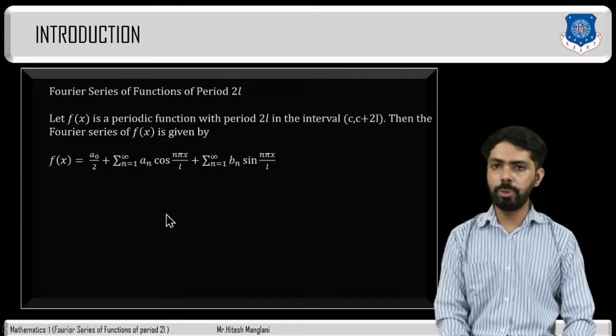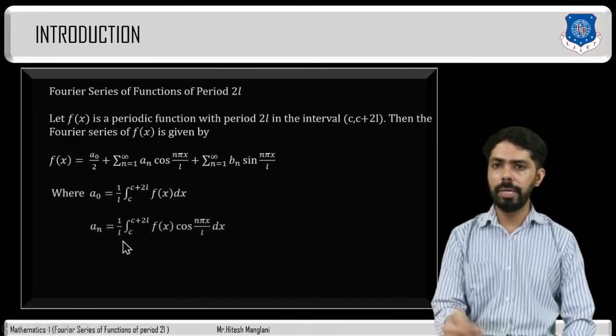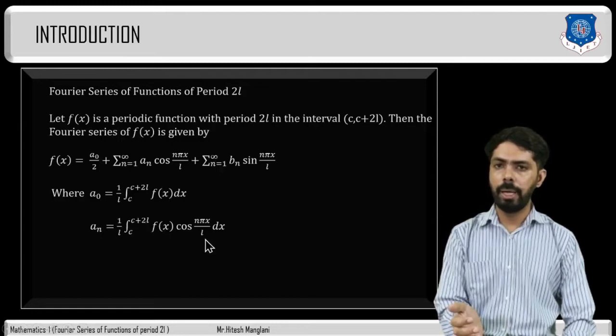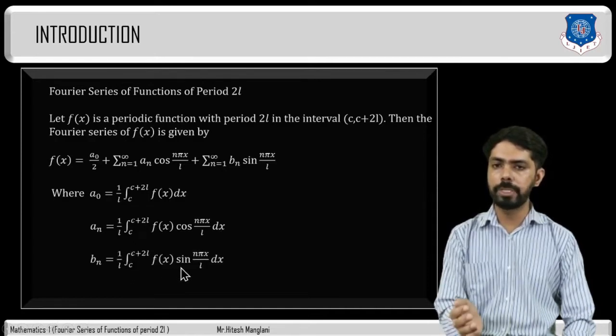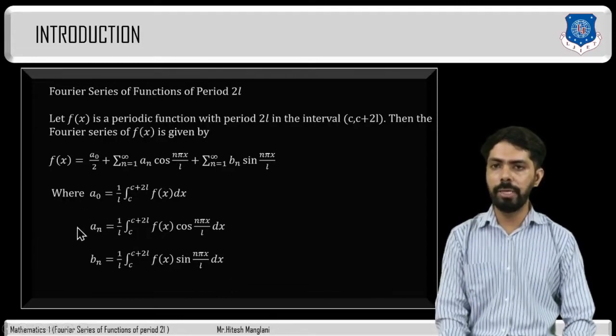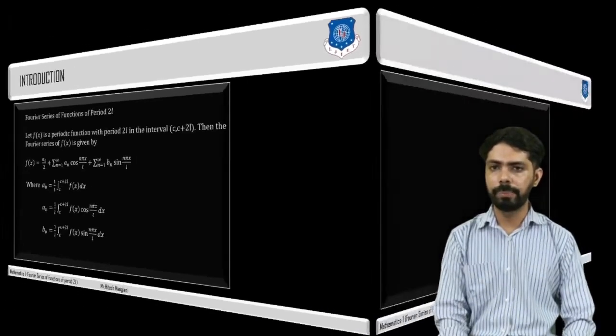Where a0 is given by 1/l times the integration from c to c plus 2l of f(x) dx, and an is 1/l times the integration from c to c plus 2l of f(x) cos(n pi x / l) dx, and bn is 1/l times the integration from c to c plus 2l of f(x) sin(n pi x / l) dx. So this is how we can find the values of a0, an and bn. Now let us discuss an example related to this topic.